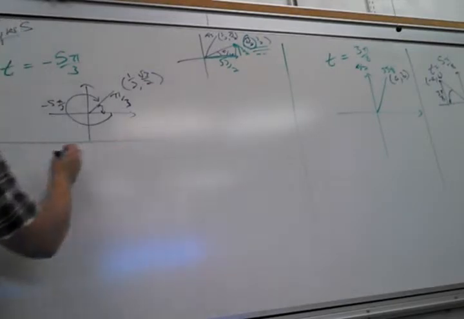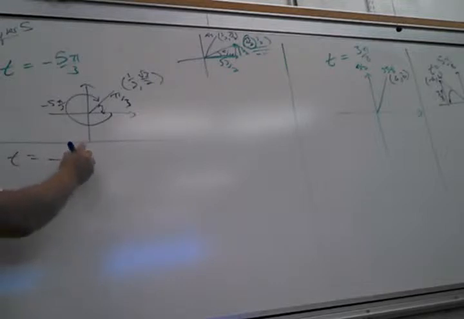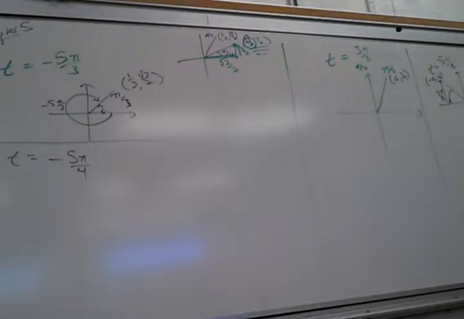So what if I had t equal to negative 5 pi over 4? You guys try that one. Think about it in terms of how much did I go past something, or how much did I go past the x-axis? Don't say it out loud. Is it just barely over something? Is it just barely under something?